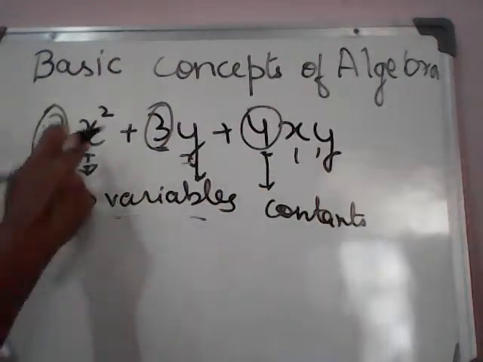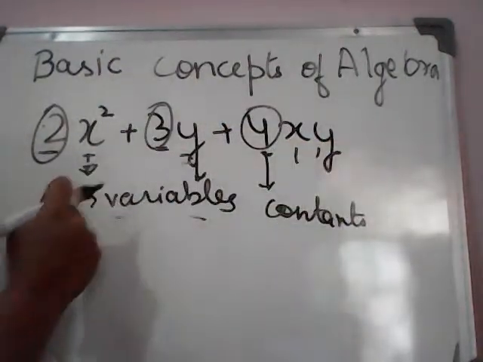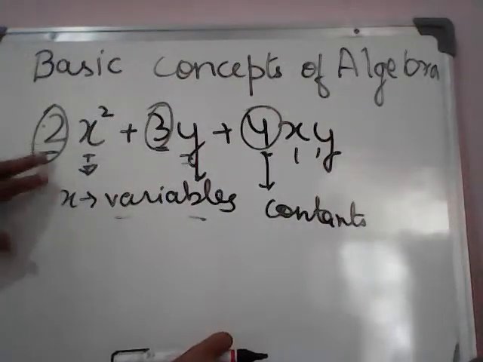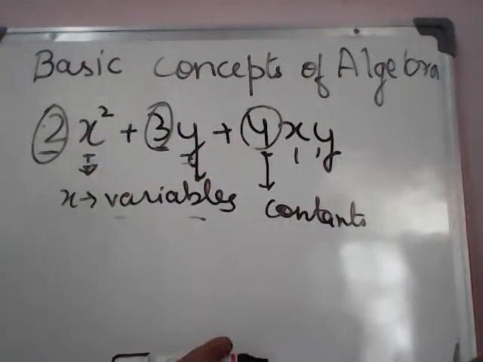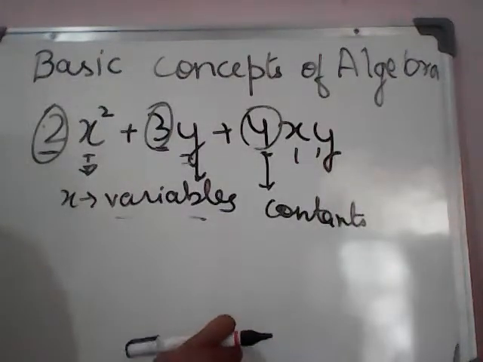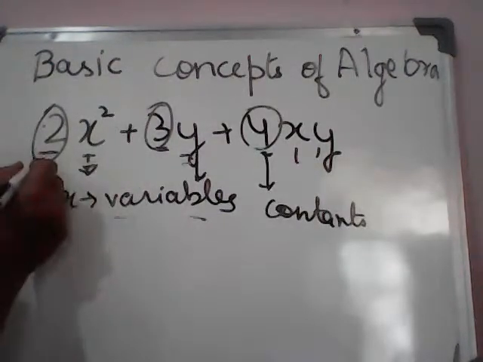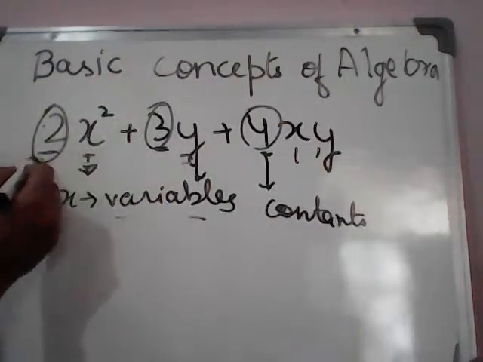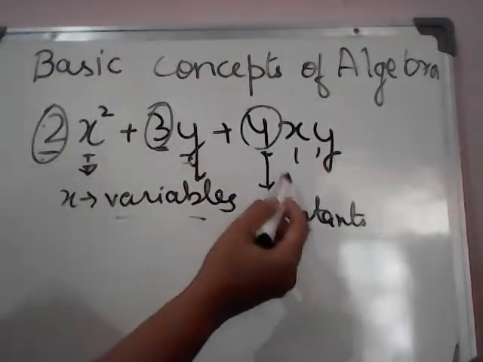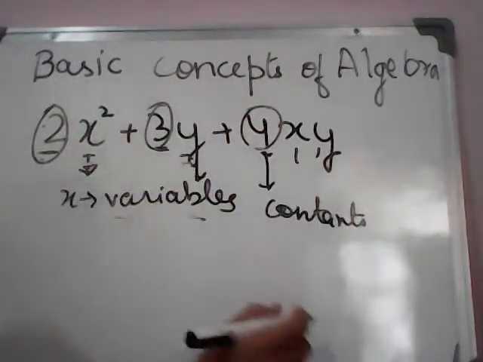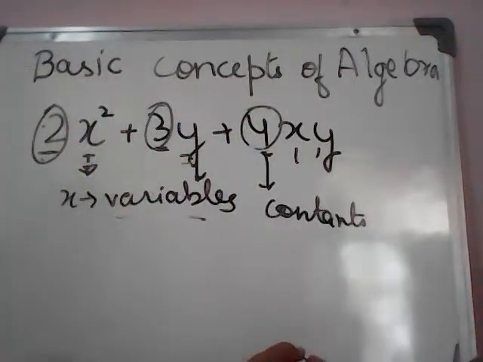Why are they called variables? Because their value keeps on changing. That we will study. And these 2, 3, and 4 are constants because their values are fixed and we cannot change their value, because 2 will remain 2 and 3 will remain 3. So the expression which is formed by variables and constants is basically algebra.